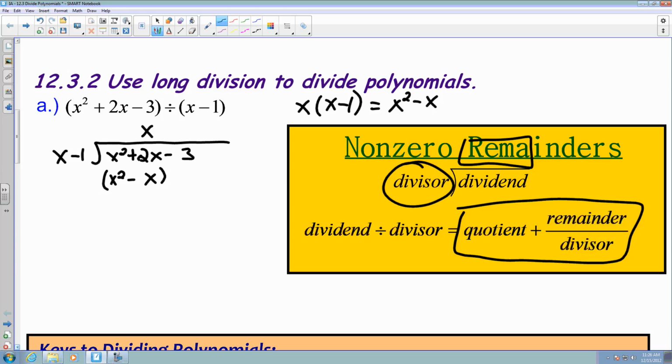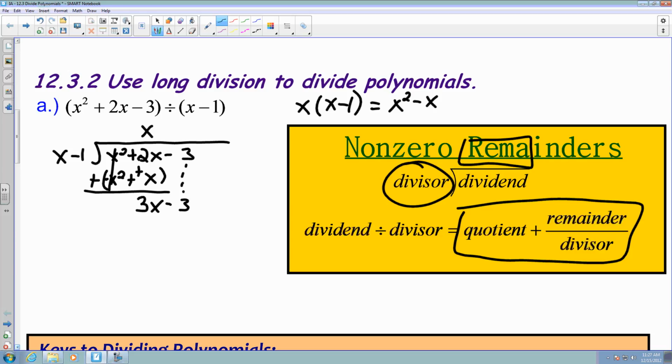And just like when we did long division with numbers, you're going to subtract these values. I'm going to distribute this minus sign to both of these values. So I'm going to get a negative x squared, and then a negative minus a negative becomes plus. So x squared minus x cancels out, and 2x plus x ends up being 3x. And just like in long division, we're going to drop down this value, so that's a minus 3.